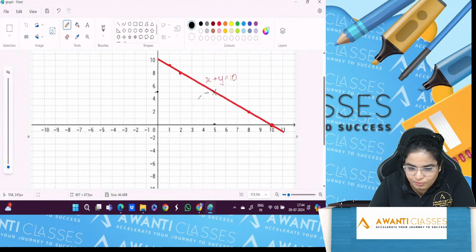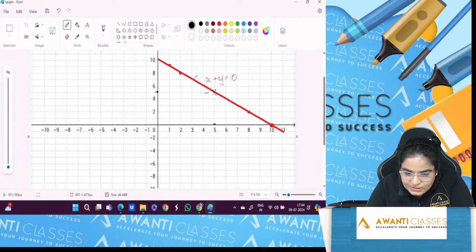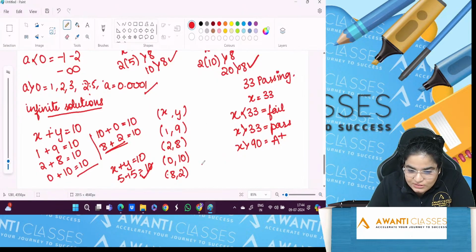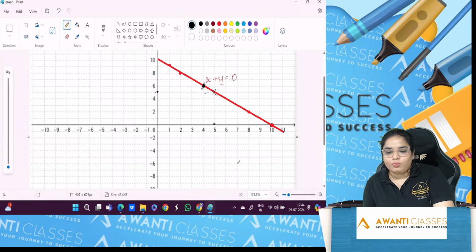Let us test another point. Okay, let us take this point, y is 6 and x is 4. Will that satisfy the equation? x plus y should be 10. If x is 4 and y is 6, will this solve? Yes. Okay, this is how you plot a linear equation on a graph.